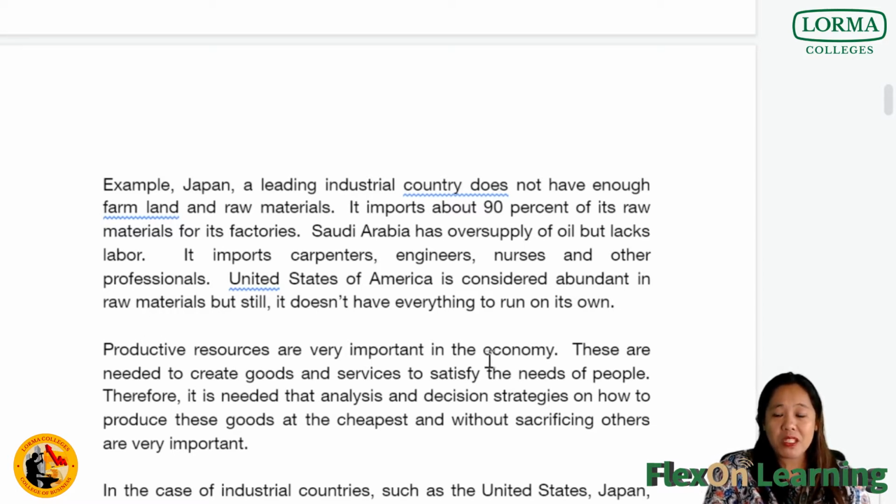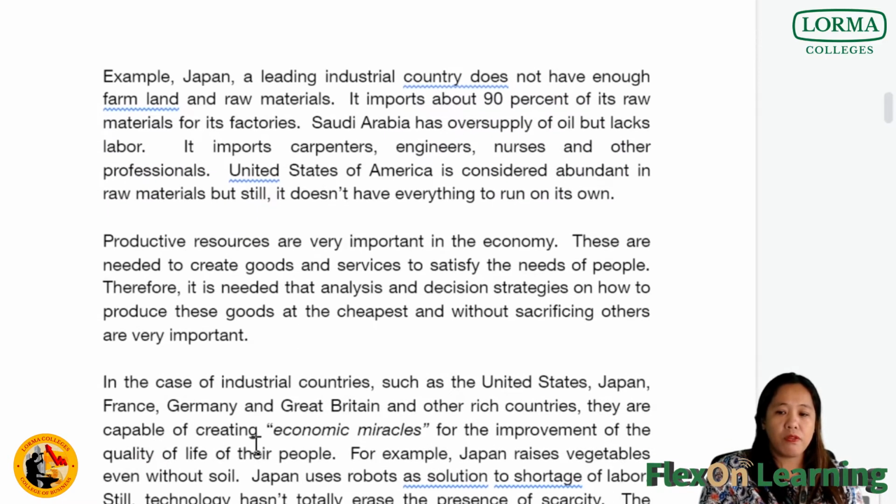Productive resources are very important in the economy. These are needed to create goods and services to satisfy the needs of people. Therefore, it is needed that analysis and decision strategies on how to produce these goods at the cheapest and without sacrificing others are very important.